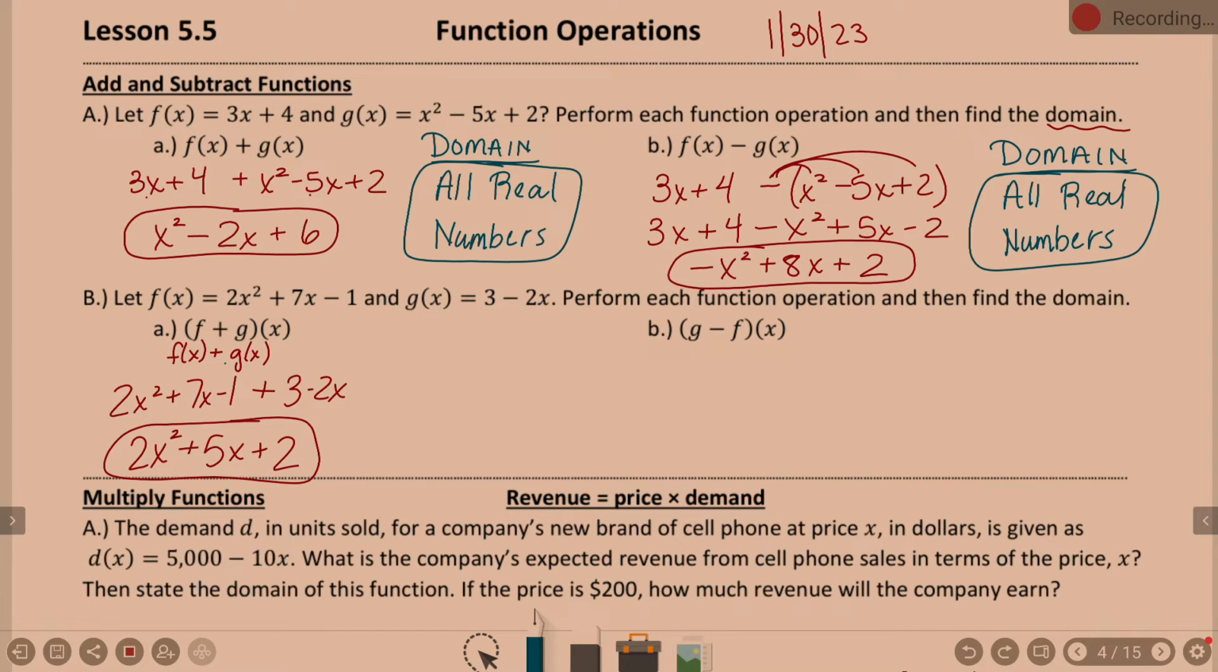And before we move on to the second part, domain. Are there any values we need to exclude? Now, this is similar to the last problem, right? We've just got a basic polynomial where we've got terms added and subtracted. So domain again is all real numbers.